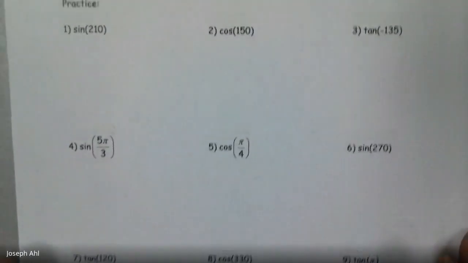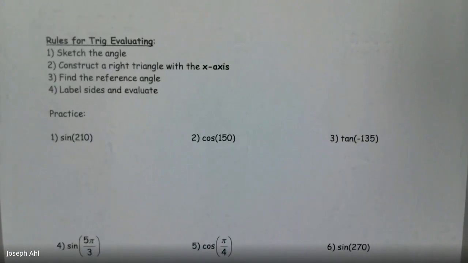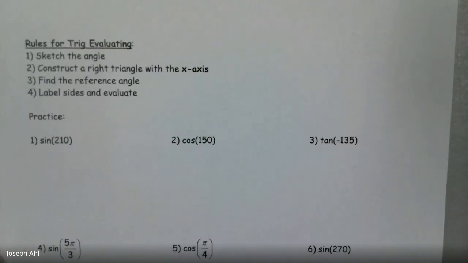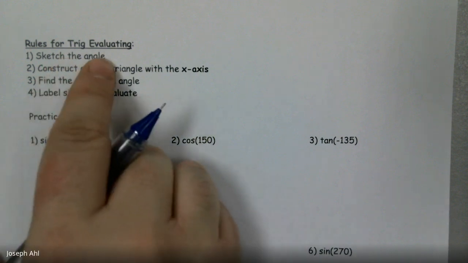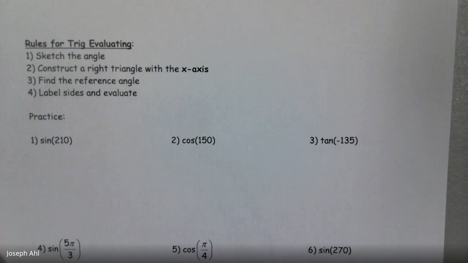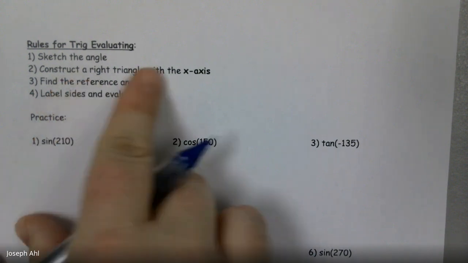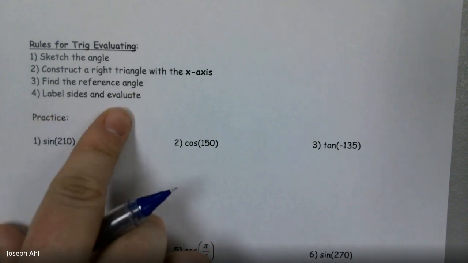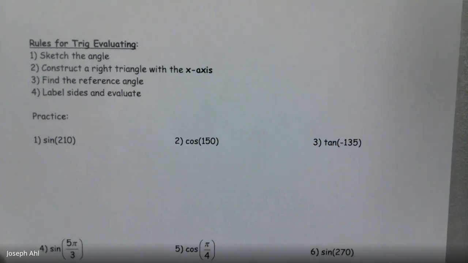On the last page though, the last thing we should talk about today is just some quick rules for evaluating trig functions at different angles that are not 30, 45, and 60, or even the ones that we talked about earlier, which were the 90, 180, and 270. So the rules are pretty simple, and this is something that you did last year for sure. Sketch the angle, make a right triangle with the x-axis, find the reference angle, label the sides, and evaluate. Those are the 4 steps we're going to follow. So I'll show you what I mean by that.